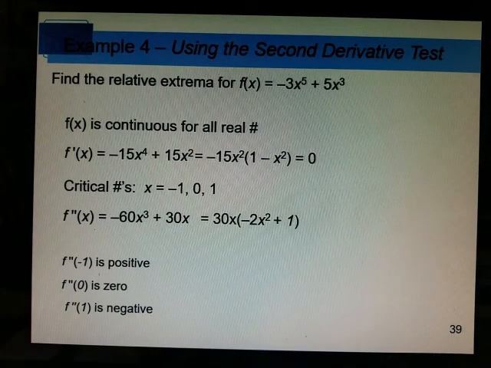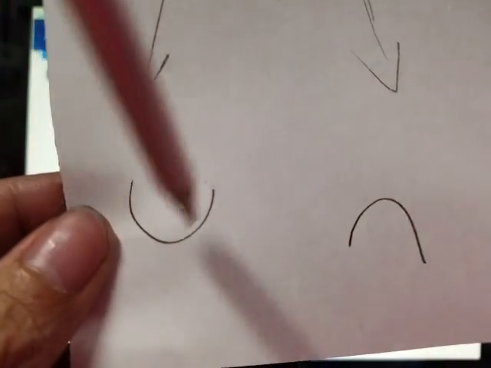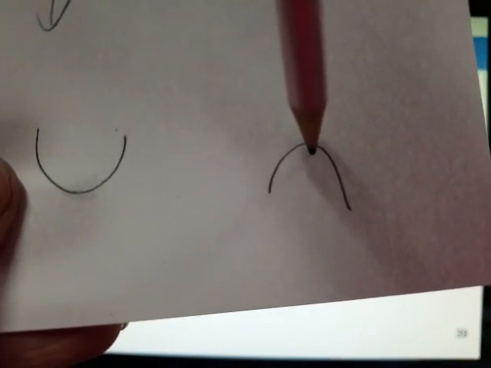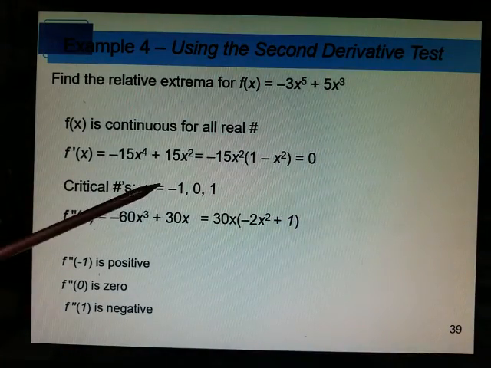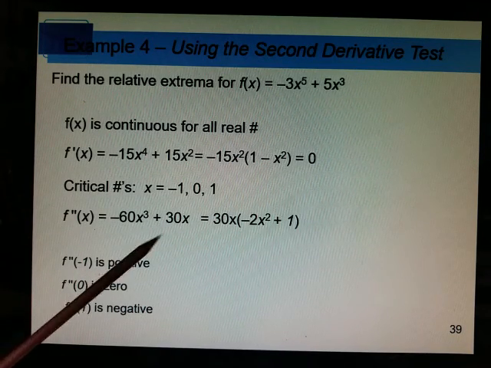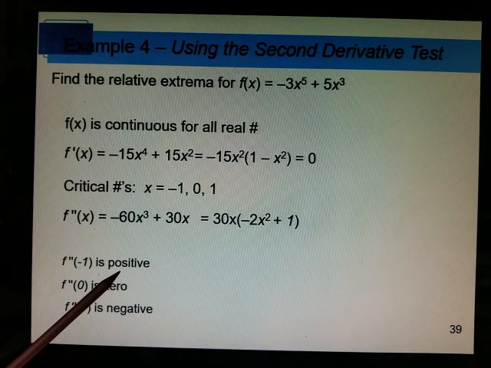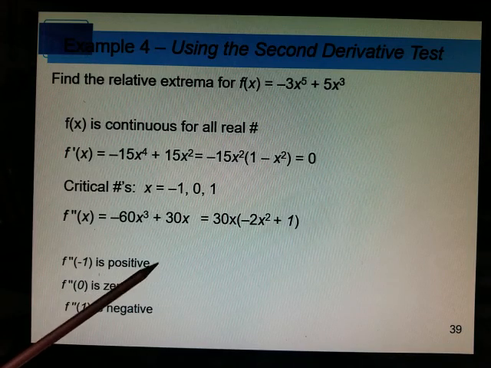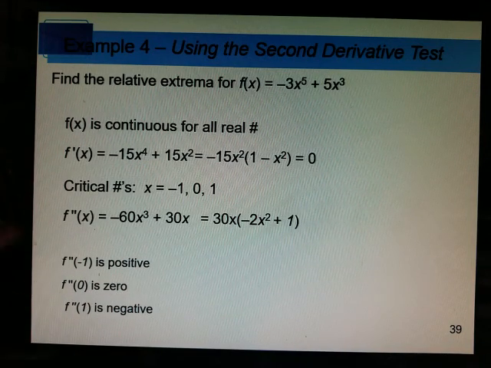So what we need to remember is, if a graph is concave up or concave down, what happens with those graphs? If a graph is concave up and you have a critical value there, then you would know that this would be a minimum. If a graph is concave down and that happens to be a critical value, then you would know that that's a maximum. So in the first part, we found the critical numbers of negative 1, 0, and 1. So in the second derivative, if x is negative 1, this would be a positive number. Therefore, that part of the graph where x is negative 1 would be concave up. So at x equals negative 1 would be a minimum value.